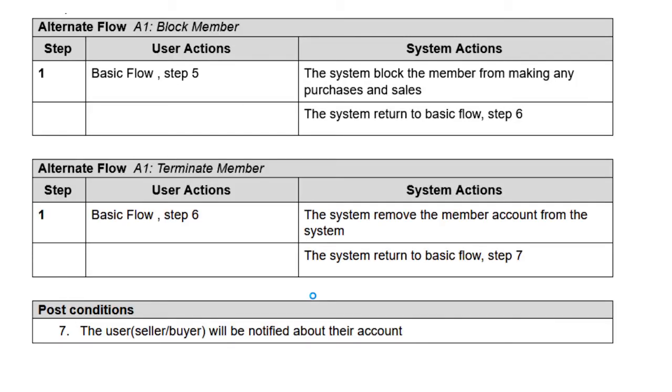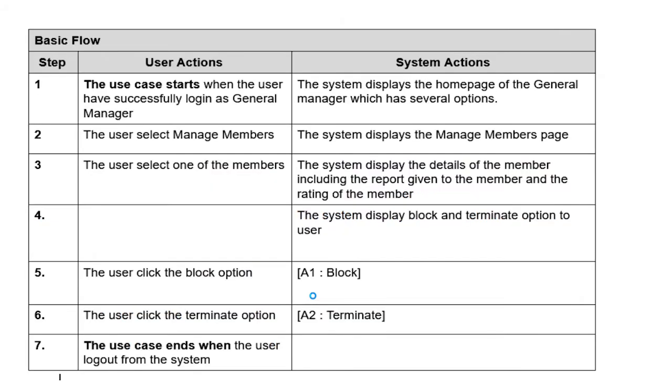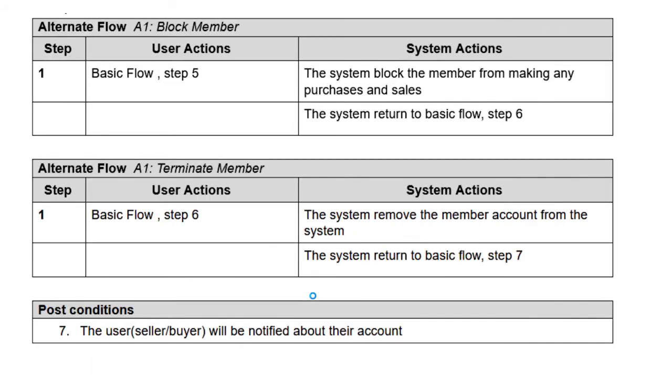Okay, so this is the alternate flow. The first alternate flow is block member, from the basic flow, step 5. When the user clicks the block option, the system will block the member from making any purchases and sales. And then the system will return to basic flow, step number 6.